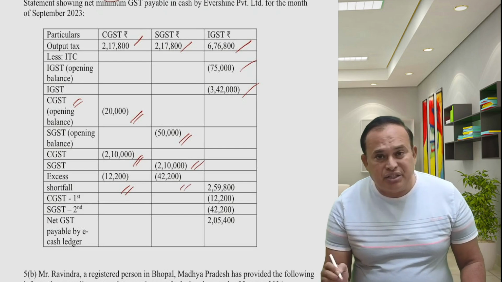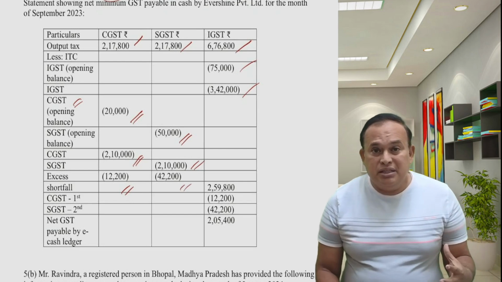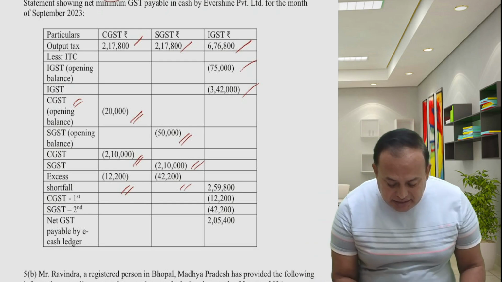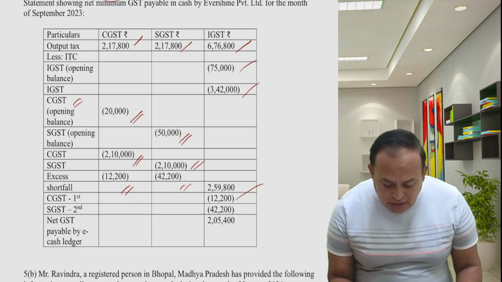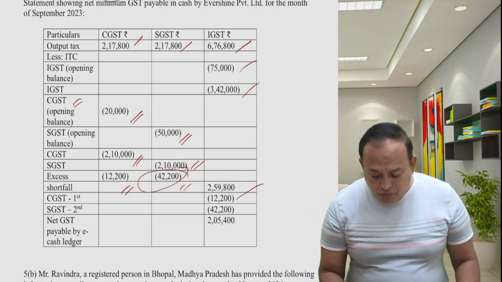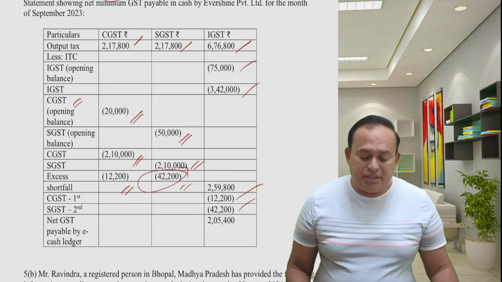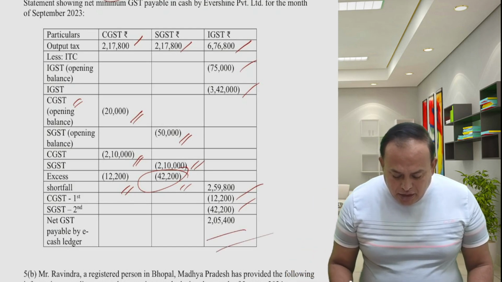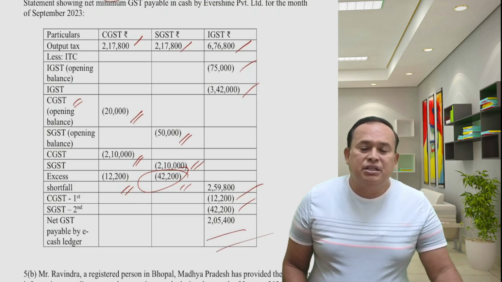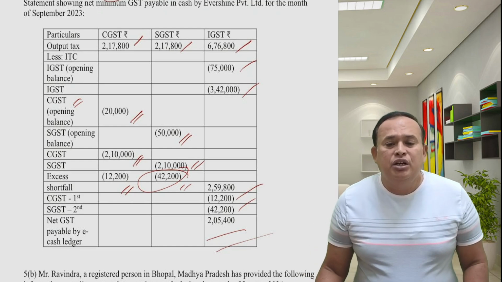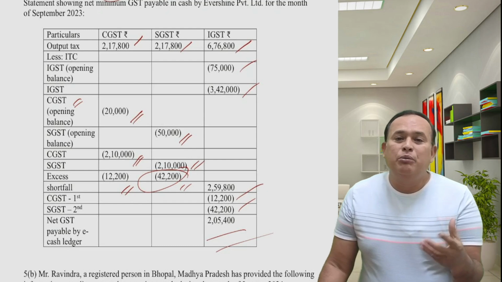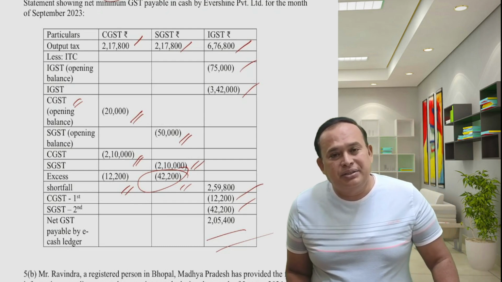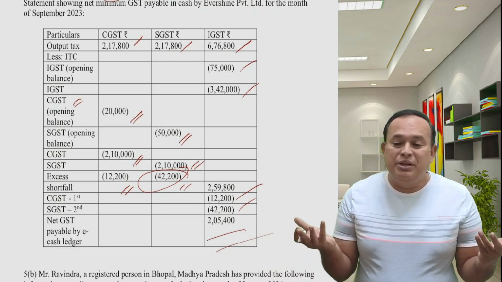While paying the IGST, we have to consider CGST excess credit. First CGST excess credit should be set off. Still insufficient to pay. Therefore, SGST excess credit we have taken for payment of IGST. Therefore, the net liability to pay by electronic cash ledger is only the IGST 2,05,400. It is the net minimum amount payable by cash, electronic cash ledger. With this, question number 1 is completed, my dear friends.